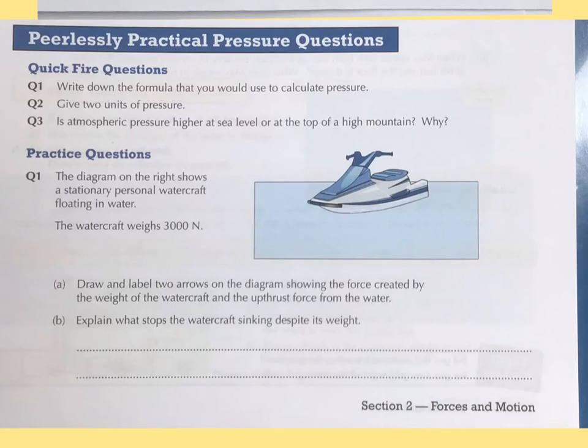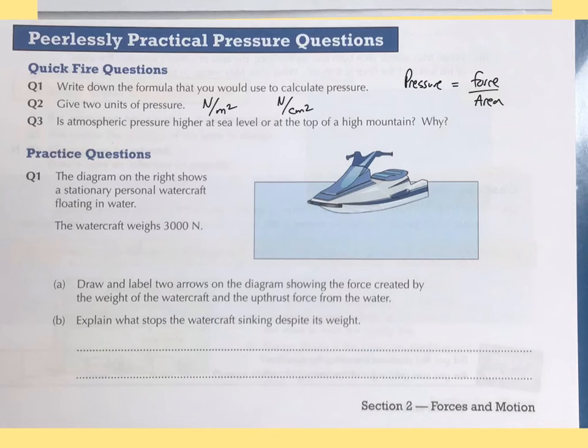Okay, on to the pressure questions. When a formula is used to calculate pressure, again if you have to put the words in, pressure equals force divided by area. Normally that would be in newtons per square meter, because force is in newtons and area is in square meters, but sometimes you can have newtons per square centimeter instead.